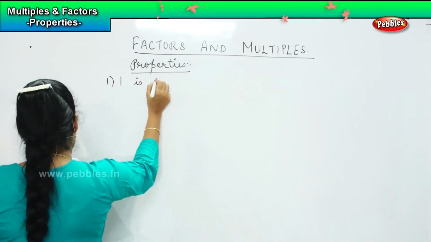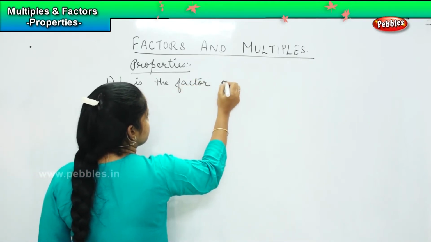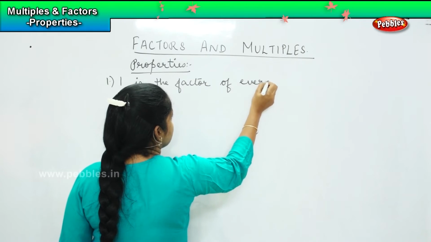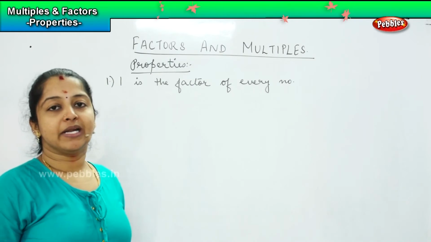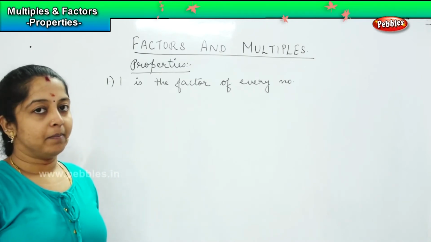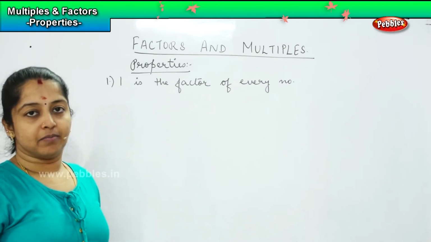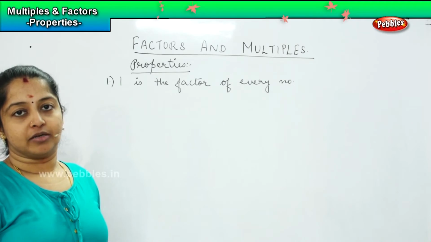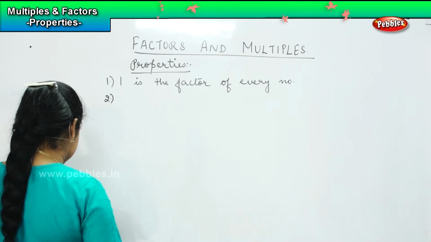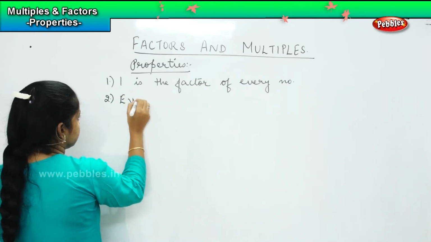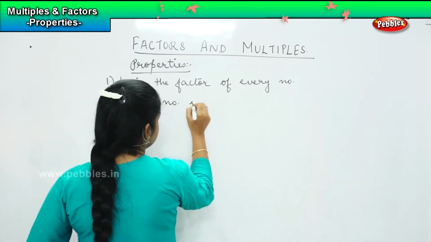1 is the factor of every number. We know that 1 is a number which can be multiplied or divided by any number. Be it an odd number, be it an even number, 1 is the factor of every number. So it is called a common factor. Clear? Coming to the next property, the second property says that every number is a factor of itself.